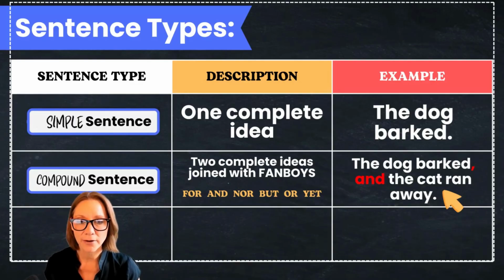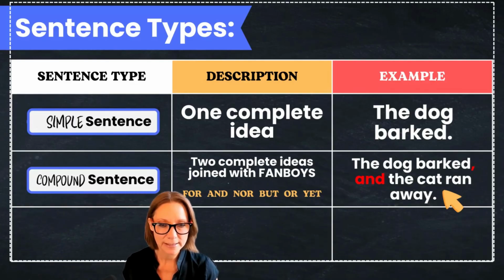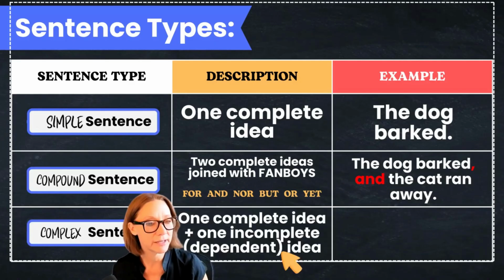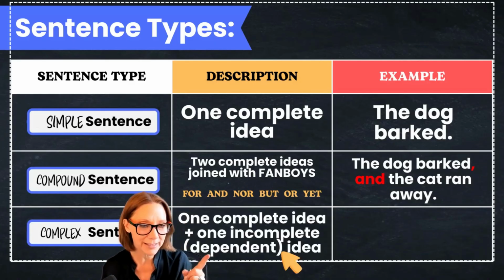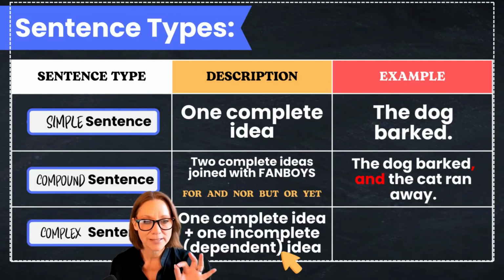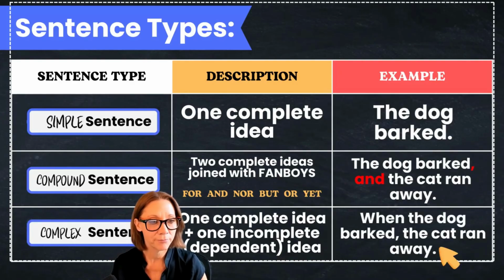So the other option for writing is a complex sentence. And in a complex sentence, you have one complete idea and one incomplete idea. So it's a mixture. You've got what's called a dependent clause. Let me show that to you. When the dog barked, the cat ran away.